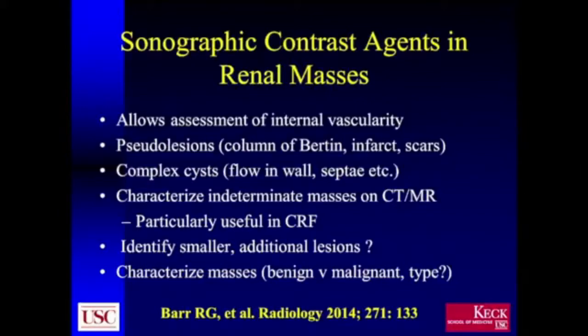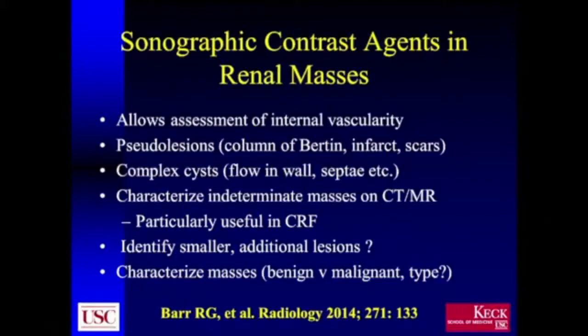One of the other things that we can do is evaluate pseudolesions. Basically, pseudolesions are things that look like tumors in the kidney, but in fact are not. Examples of this would be a column of Bertin. Sometimes there's scarring or infarcts that can actually look like masses, and contrast-enhanced ultrasound is an excellent way to determine if, in fact, these represent true lesions or pseudolesions.